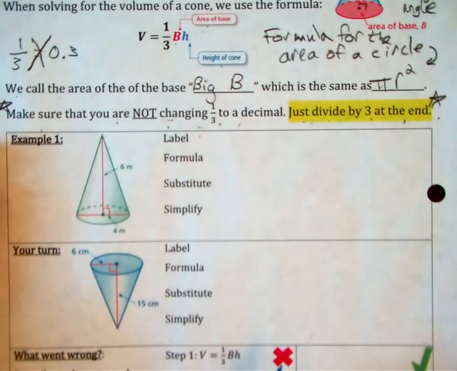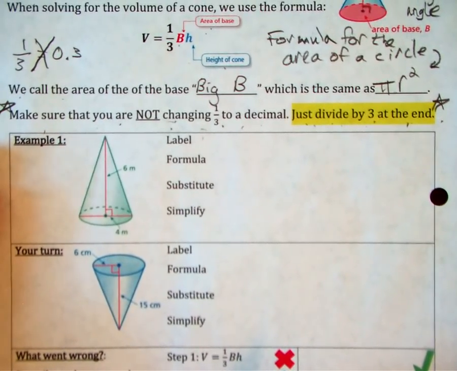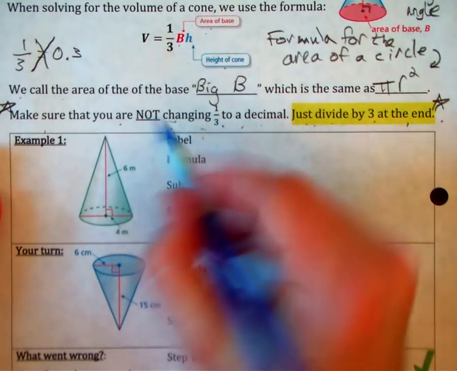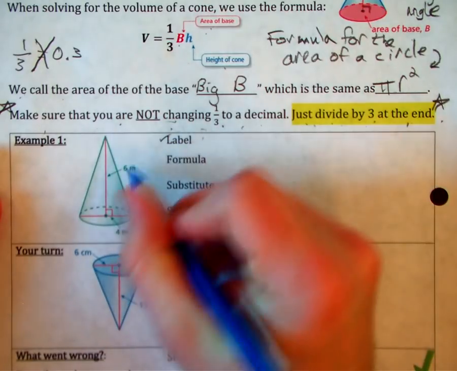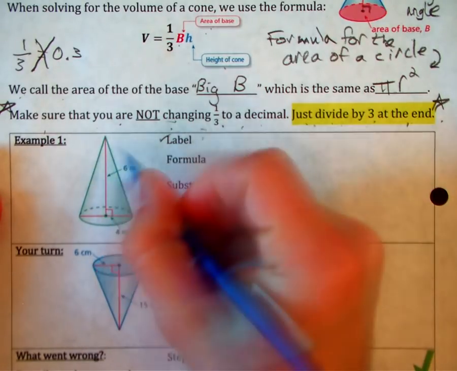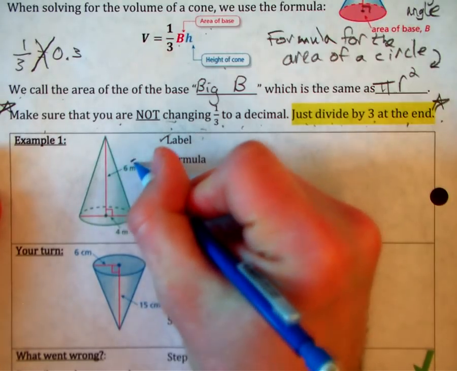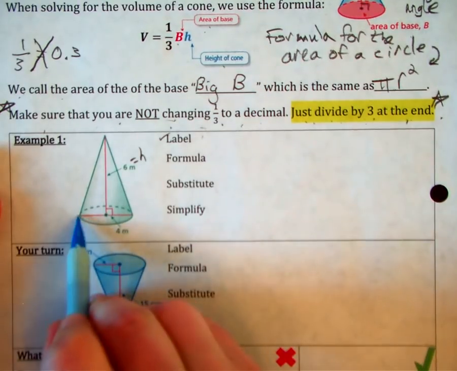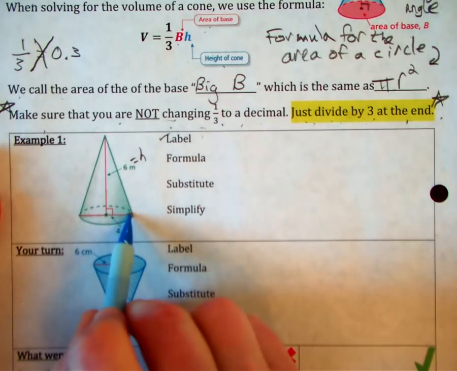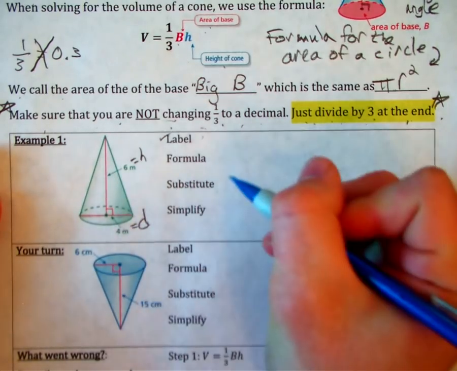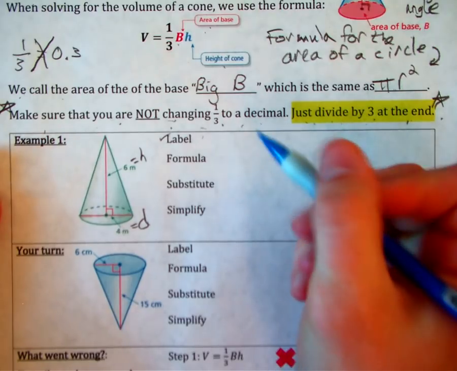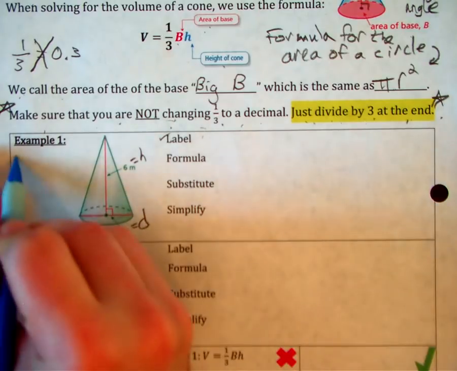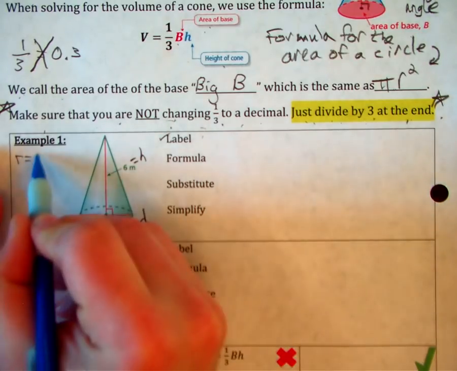For the first example, it gives you the picture, and so, all right, let's get some labels down. We have this perpendicular line here, which is going to be our height, h. And then what about this 4? Well, it's saying this whole distance across is 4, and so that is our diameter. What we need, however, is the radius. So the radius is going to be half of that. So half of 4, r equals 2.